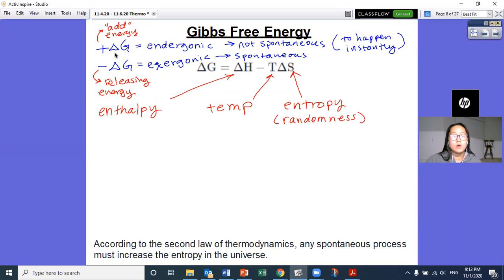If delta G is positive, it is going to be endergonic, which means you've got to add energy, right? Positive is add, okay? It's not spontaneous. You've got to add the energy first in order for it to happen.